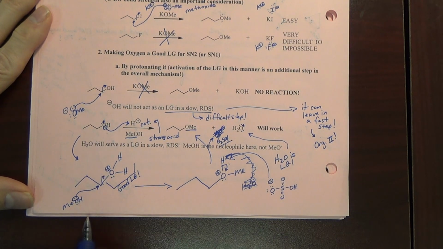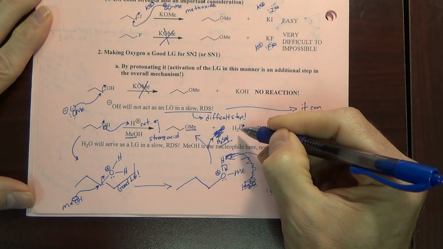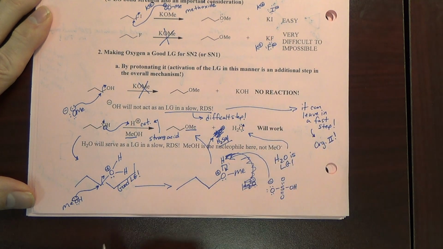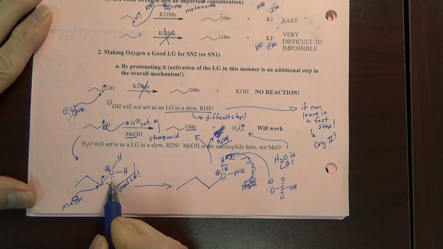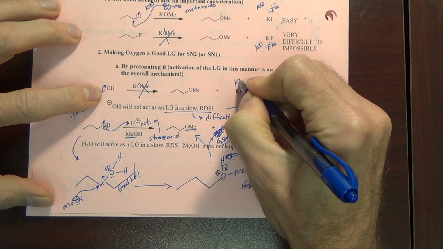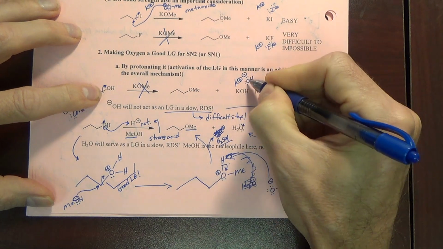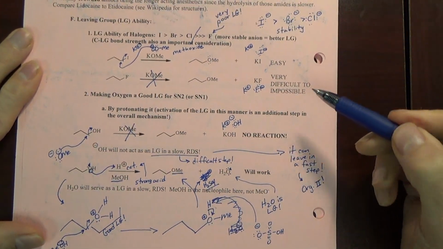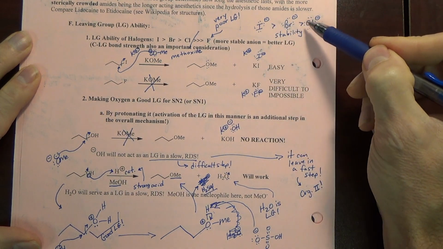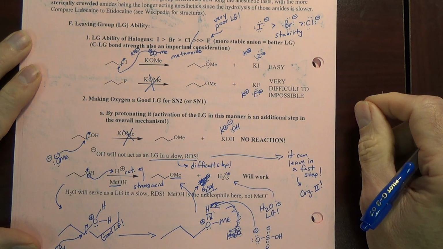But here the water is the leaving group. It will leave because when the oxygen leaves, it becomes neutral. So positive oxygen will leave, where up here a neutral oxygen will not, because if a neutral oxygen leaves, it has to become an anion, and an oxygen anion is much less stable than any of these halide anions, and it turns out that it just will not leave in a rate determining step.